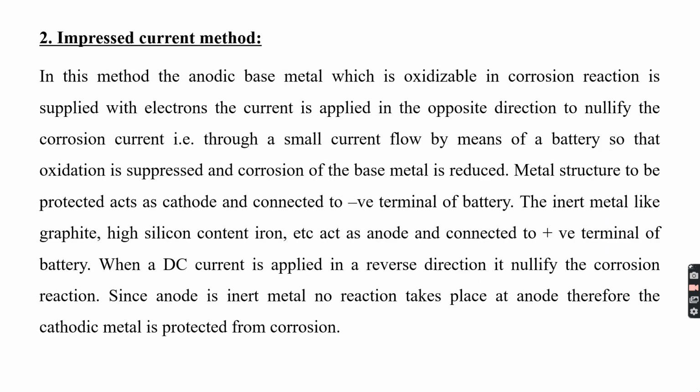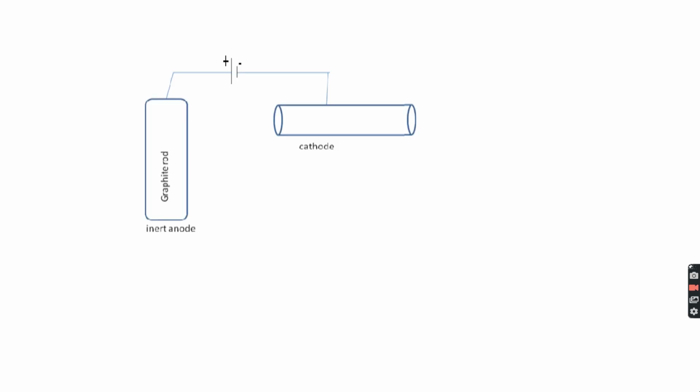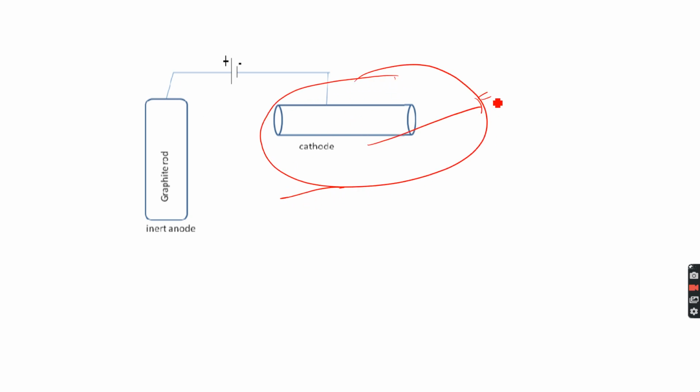The other type of cathodic protection is called the impressed current method. In the impressed current method, a direct current larger than the corrosion current is applied. So you can see here, I want to protect this metal, which may be some iron metal. To protect it, I should connect another inert anode, and I'll apply a large potential, which is larger than the corrosion current.